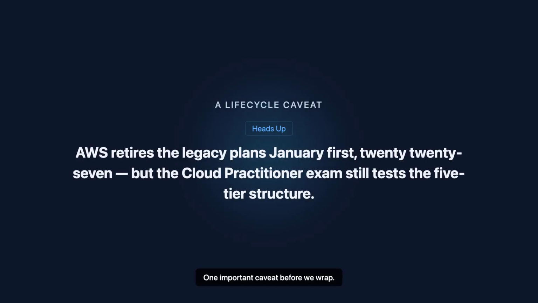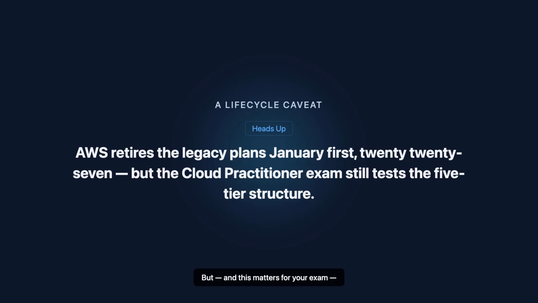One important caveat before we wrap: in late 2025 and into 2026, Amazon Web Services announced a restructure. Developer, the classic business plan, and enterprise on-ramp will all be discontinued on January 1st, 2027, replaced by newer tiers. On-ramp customers are being moved up to enterprise, and the enterprise minimum is dropping.